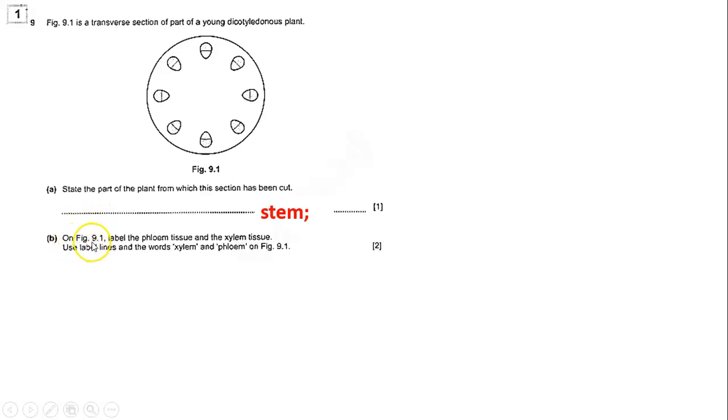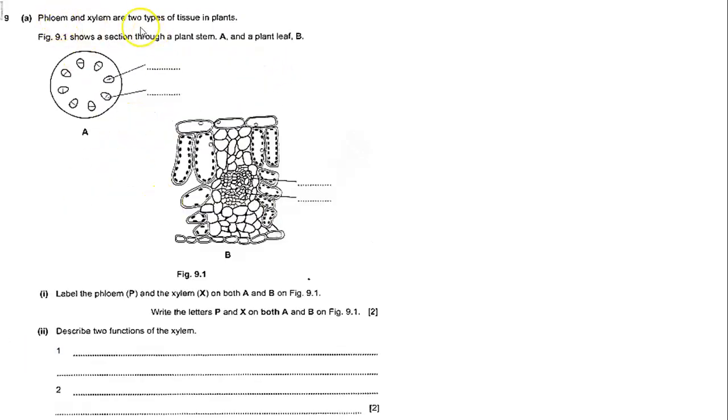Okay, so on figure 9.1, label the phloem tissue and the xylem tissue. Use label lines and the words xylem and phloem. So when he says use label lines, they have to be straight lines without arrowheads and using a pencil, of course. So here we go, xylem and phloem. The xylem is the one pointing inwards, while the phloem is the one at the outer end. Phloem and xylem are two types of tissue in plants.